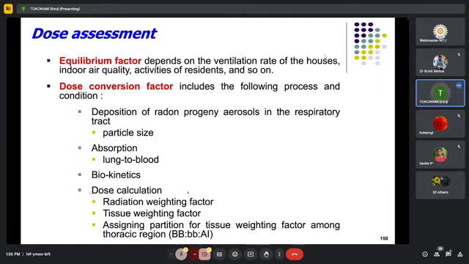Dose calculation with radiation weighting factor, tissue weighting factor, and assigning partition for tissue weighting factor among thoracic region, capital BB, BB, and AI.